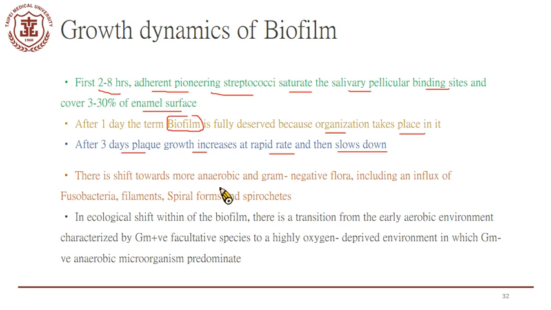So there is a shift towards more anaerobic gram-negative flora, including an influx of fusobacteria, filaments, spiriforms, and spirochetes. In the ecological shift within the biofilm, there is a transition from the early aerobic environment characterized by gram-positive facultative species to a highly oxygen-deprived environment in which gram-negative anaerobic microorganisms predominate. So we go from aerobic gram-positive to anaerobic gram-negative.